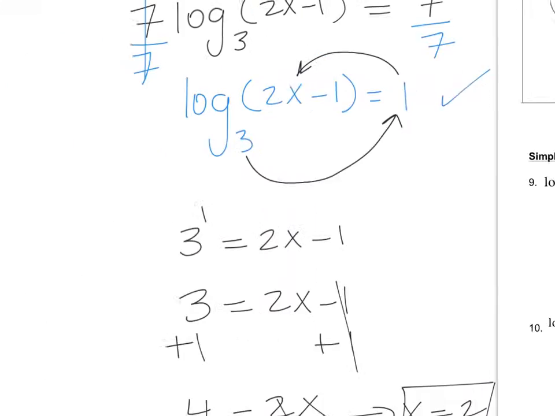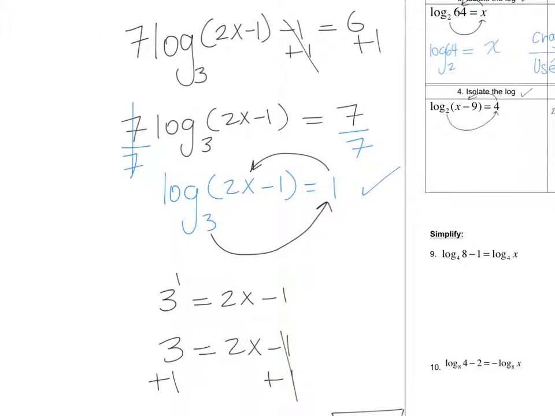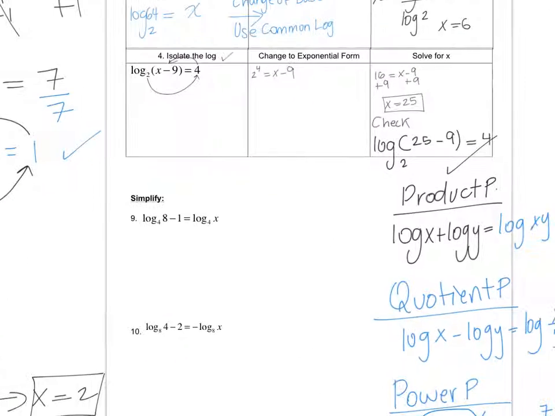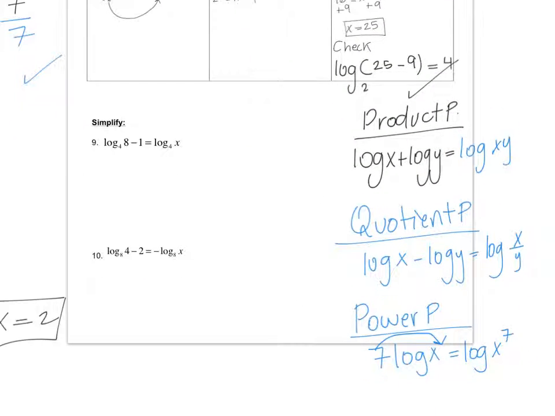Like this example here. You see how we have a 7 in front of the log? Instead of taking it back as a power and having 2x minus 1 to the power 7, what we can simply do is divide both sides by 7 and we get rid of that number. So in these type of equations, it's better to just divide by that number in front of the log.